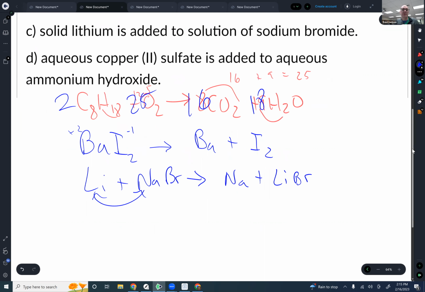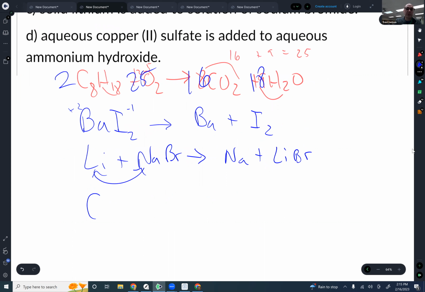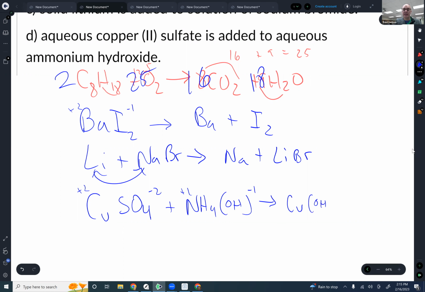And then the final step, D, aqueous copper sulfate, CuSO4, the charges are balanced, is added to aqueous ammonium hydroxide. It's also balanced, +1, -1. So what's it going to make? It's going to make copper hydroxide, and it's going to make ammonium sulfate. Now, these are not balanced, though, because this is a +2, this is a -1, it needs to have a 2 here. Because this is a +1 and this is a -2, it needs to have parentheses and a 2 right there. So now it is all balanced.